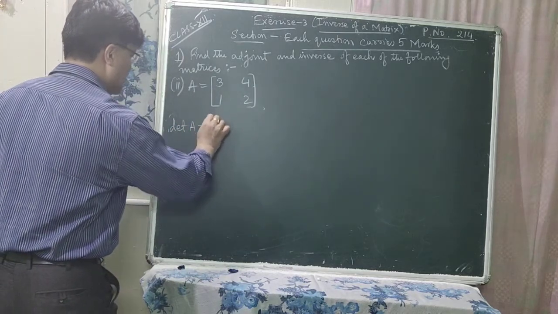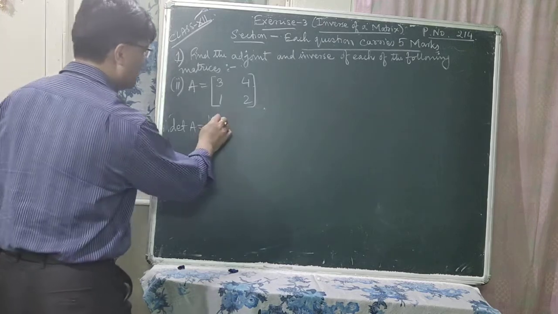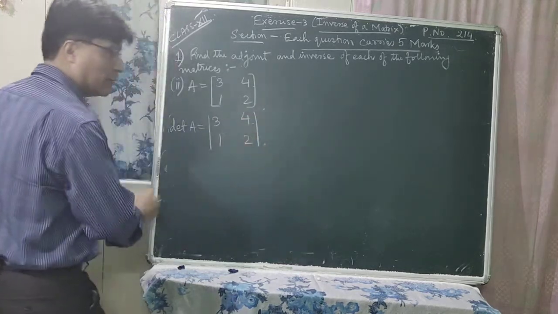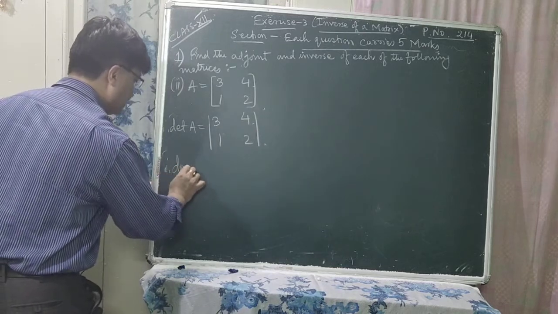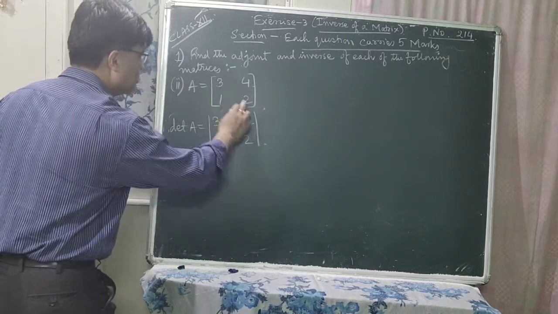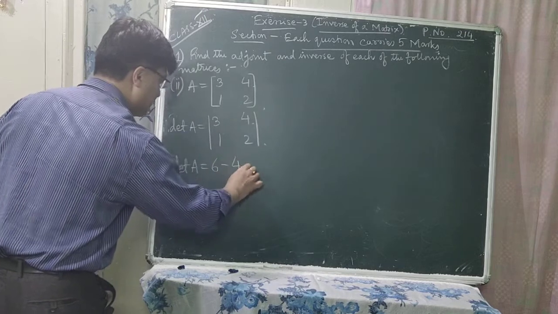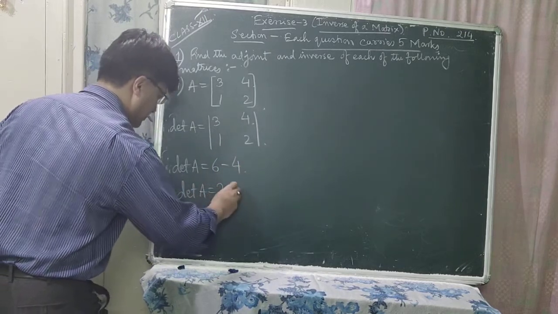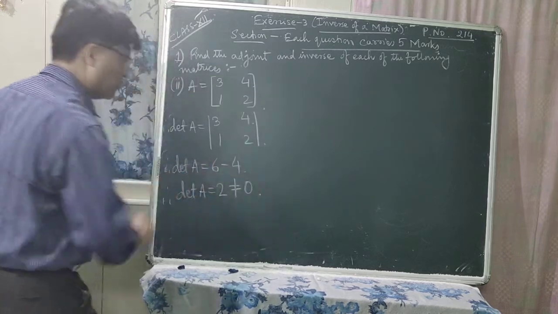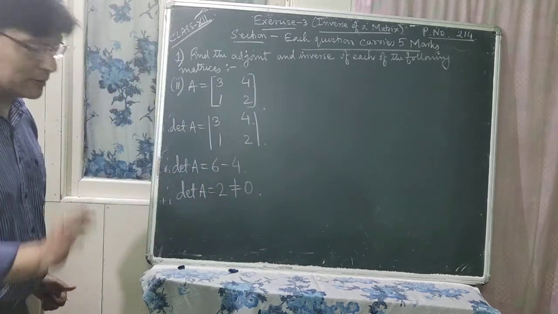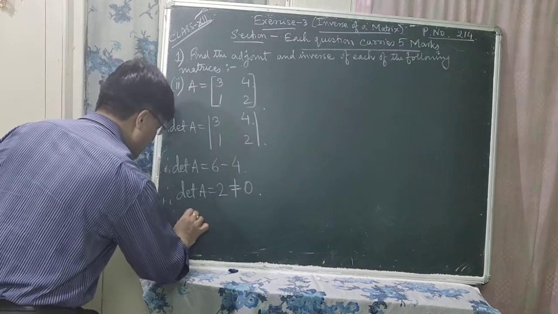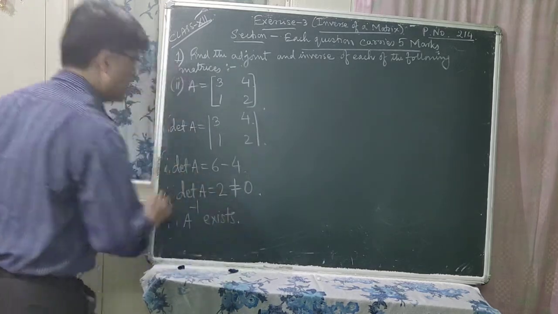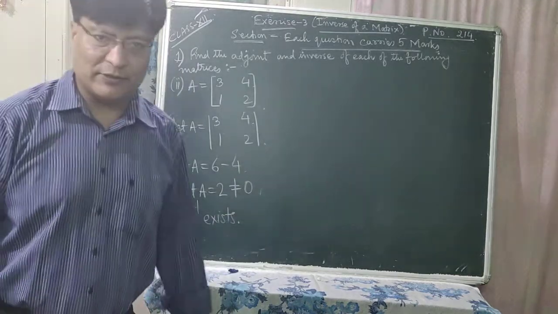So det A is equal, let us convert it into determinant form, that is 3, 4, 1, 2. Now we can expand it. Therefore, det A is equal to 3 2s are 6 minus 4 1s are 4. That means the value for det A is equal to 2, which is not equal to 0. That means A inverse exists. Therefore, you can find out A inverse.